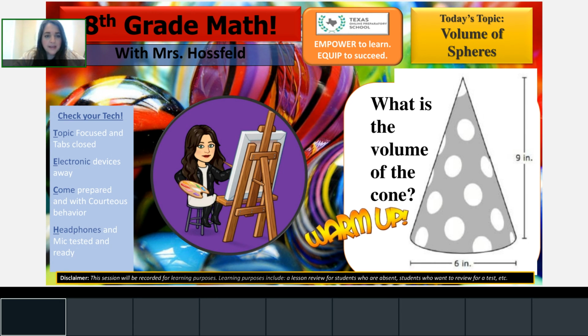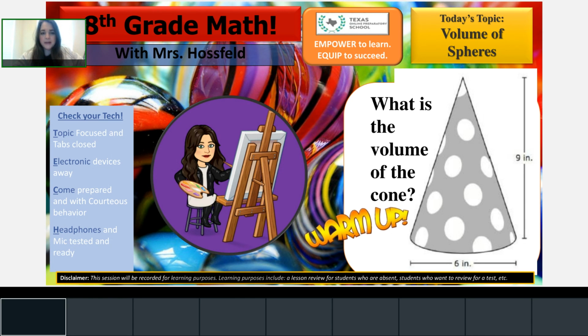Our warm-up is: what is the volume of this cone? This cone right here on the screen. Let's see if I can use my tools. I'm in neuro, by the way, getting practice for neuro. So if I make some mistakes, I apologize in advance. And so what is the volume of this cone? Think about it. We have a diameter of 6 inches and a height of 9. And we'll see if we can do that in a minute.